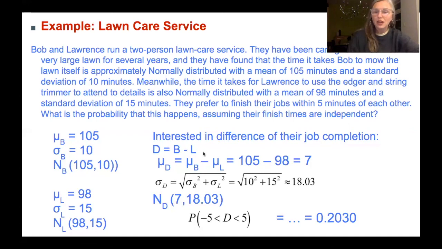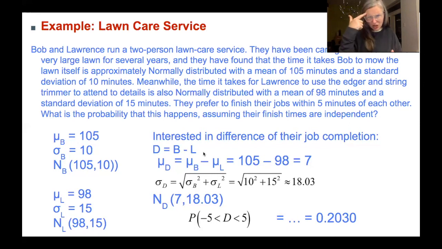Now, I want them to finish within 5 minutes of each other. Five minutes on Bob's side or Lawrence's side, it doesn't matter. So the probability can now be between -5 and +5. If Bob takes longer, it's going to be positive. If Lawrence takes longer, it's going to be negative. So I go to my calculator, I go to normal distribution. My lower limit is -5, my upper limit is +5, my mean is 7, and my standard deviation is 18.03.